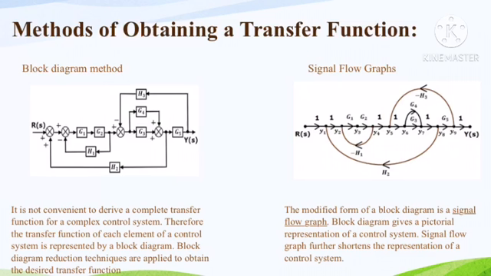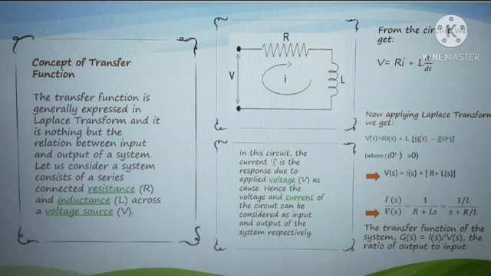There are 2 methods of obtaining a transfer function. First is the block diagram method. It is not convenient to derive a complete transfer function for a complex control system. Therefore, the transfer function of each element of a control system is represented by a block diagram. Block diagram reduction techniques are applied to obtain the desired transfer function. Second is signal flow graphs. The modified form of a block diagram is a signal flow graph. Block diagram gives a pictorial representation of a control system. Signal flow graph further shortens the representation of a control system.